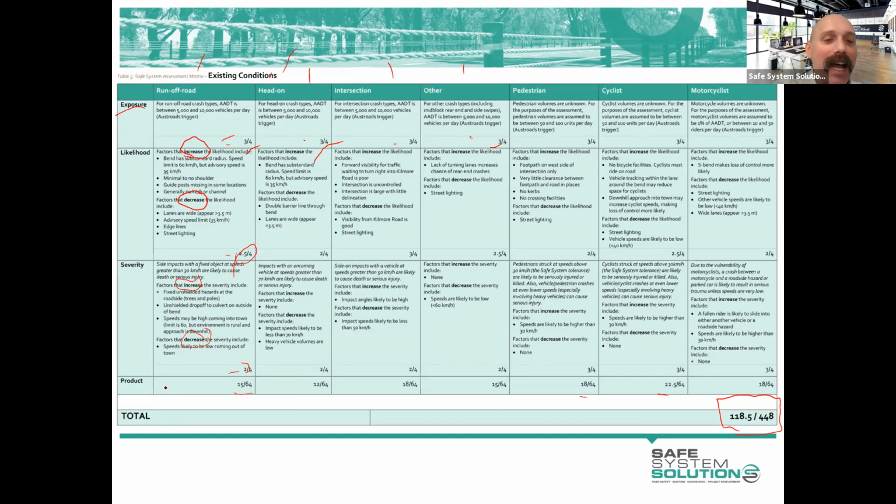And then you add across the bottom here. You add those up, and it gives you a score. This one's come out at 118.5 out of 448 for this intersection that is being looked at.